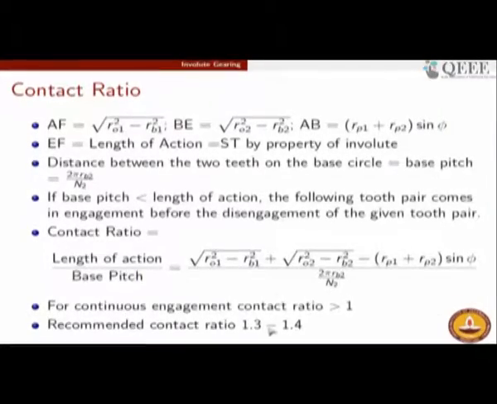Please understand, contact ratio is going to be a non-integer number. It is not possible that always one pair of teeth is in contact or always two pair of teeth are in contact. At certain durations you will have one pair of teeth in contact, for certain durations you will have two pair of teeth in contact. So in an average sense, it is not possible to have an integer contact ratio. The contact ratio has got to be a non-integer value.